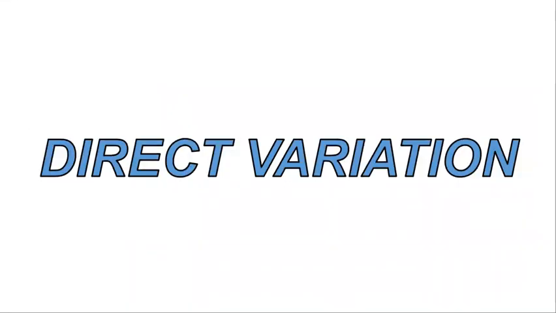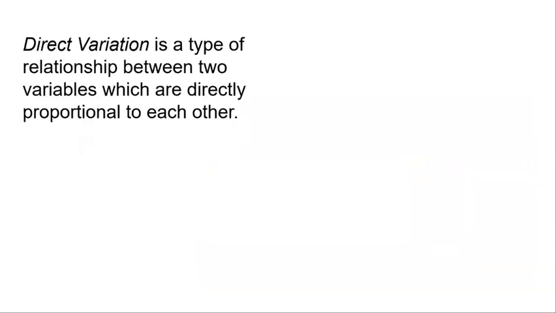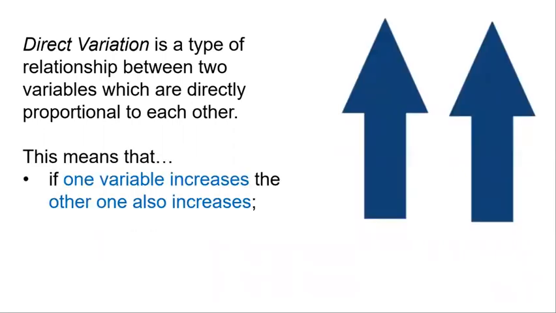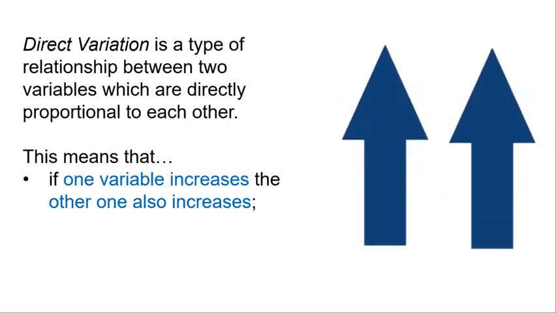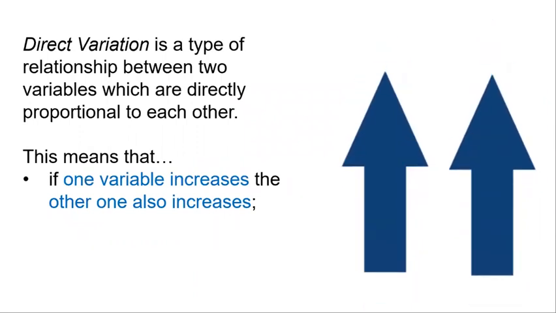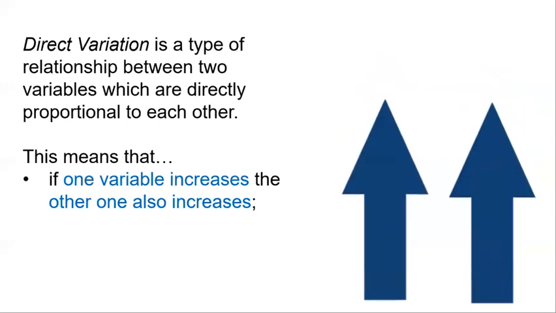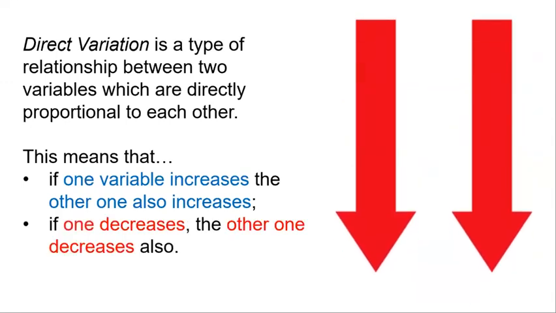So let us discuss direct variation first. Direct variation is a type of relationship between two variables which are directly proportional to each other. Ibig sabihin, kapag nag-increase yung isang variable, mag-i-increase din yung isang variable. At kapag nag-decrease naman yung isang variable, automatic, magdi-decrease din yung isang variable.